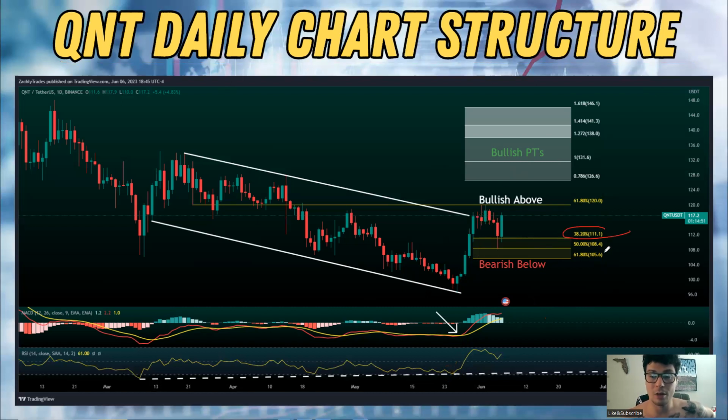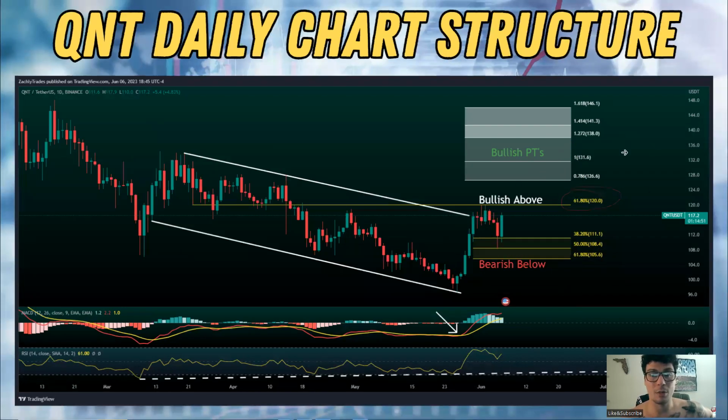All right, 111, 108.4, and 105.6. Ultimately, if we come down here and break below 105.6 and flip that to resistance from support, that's when we're going to have a reversal and retest some of our previous lows, if not potentially make new lows. But everything above there, all right, we still have the chance of going bullish. All right. And we need to break out above that 120 level.